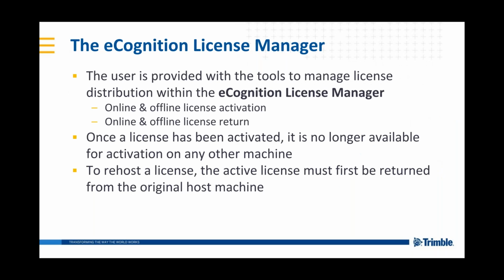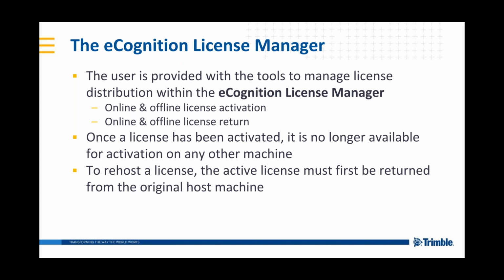So I mentioned once the license server is installed, you'll see in the shortcuts on your computer references to the eCognition license manager. Goes from license server to license manager. And here we are providing users with all the tools to manage and distribute their eCognition software. First of all, within the license manager, you have the options for activation, which we just saw in the video. You can do an online activation, which is the default, as well as an offline license activation. You can also do online and offline license returns.